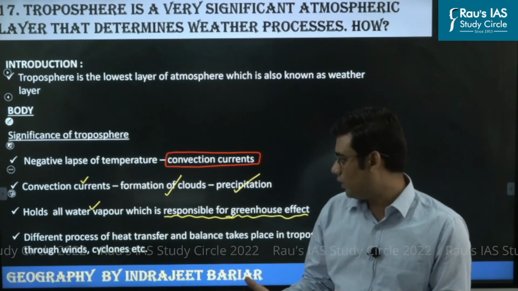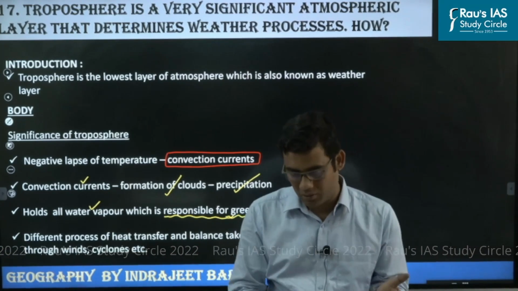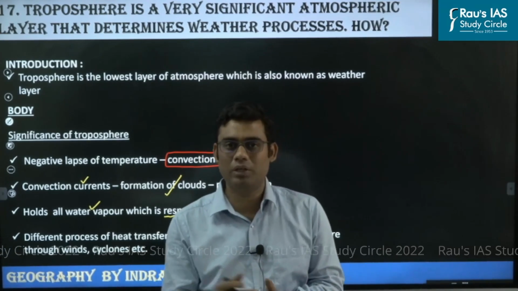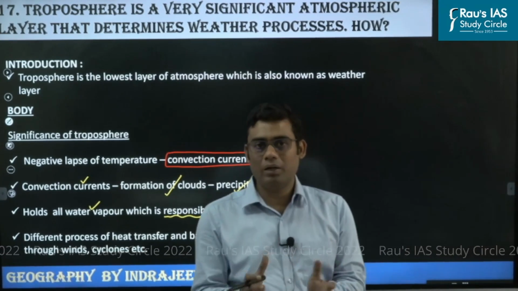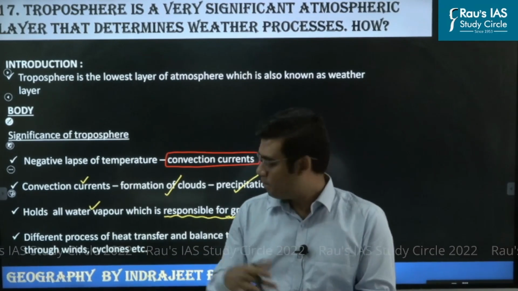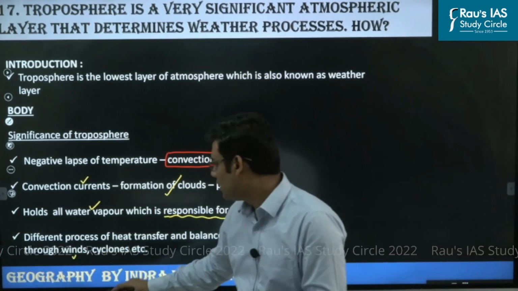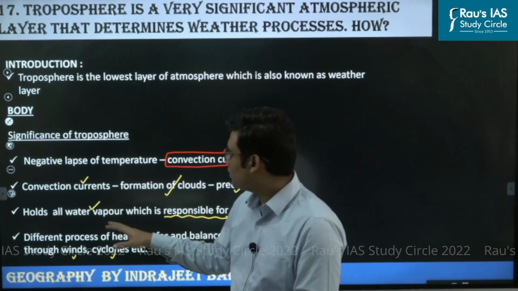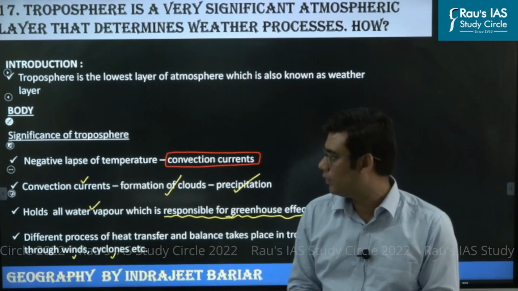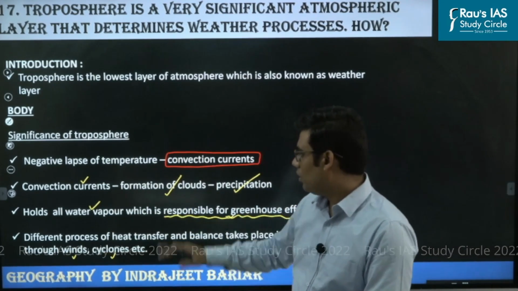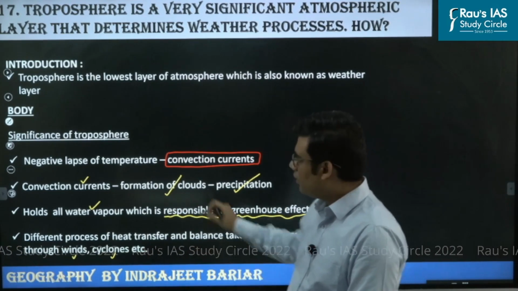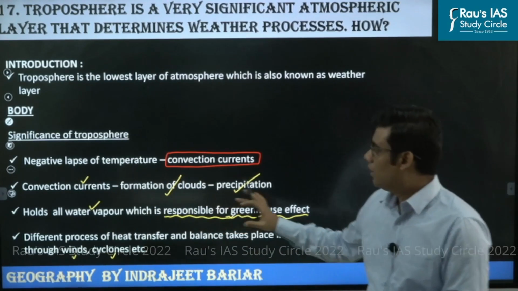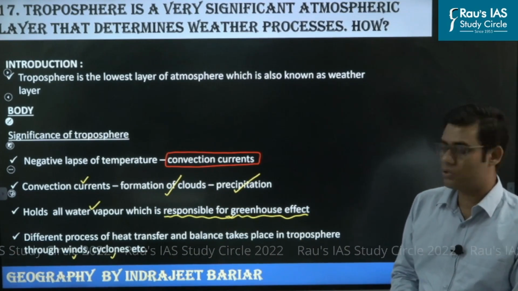Along with that, you can see different processes of heat transfer. When we say heat transfer, it is how heat is transferred across the earth, between heat surplus regions and heat deficit regions, providing a heat balance to the earth. That takes place through phenomena like winds. Cyclones play a very important role. And all these phenomena are taking place right there in the troposphere itself. So we have convection currents, the role of water vapor, and the role in heat transfer. These are the important significances of the layer that is the troposphere.